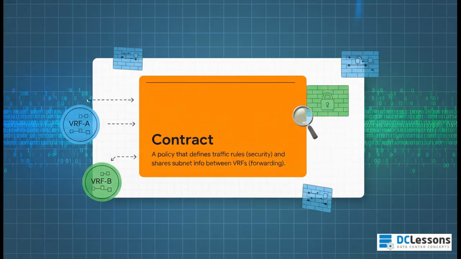So here's the crucial part. A contract in ACI is doing double duty. Yeah, most of the time we think of it as just a firewall rule set, right? It defines the protocols and ports allowed between our EPGs. But, and this is the key, when you configure it in a specific way, it's also telling the ACI fabric, hey, you also need to share the subnet information for these EPGs between their different VRFs. It's your security and your routing all wrapped up into one neat package.